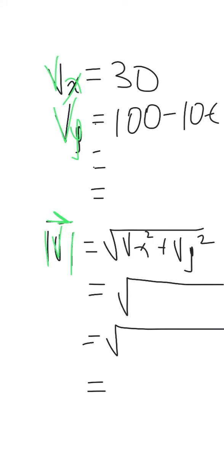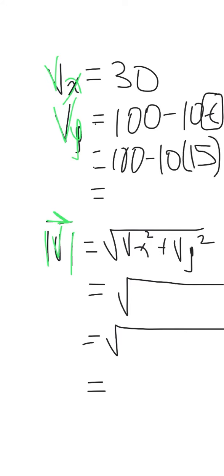So we know Vx. Vx is 30. But now we need to find Vy. So Vy, the equation for Vy is 100 minus 10t. Now we know what t we're looking for. The t we're looking for is 15. So we just plug in 15. And when we solve this, we're going to see that our Vy is negative 50.